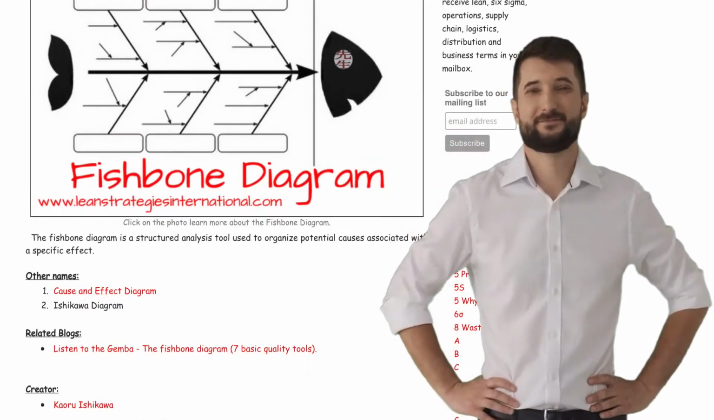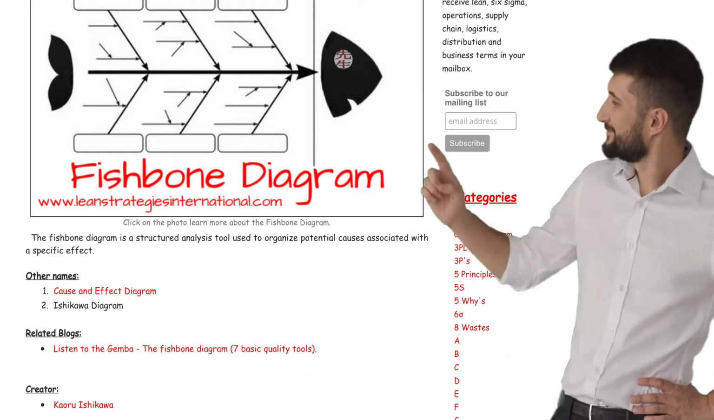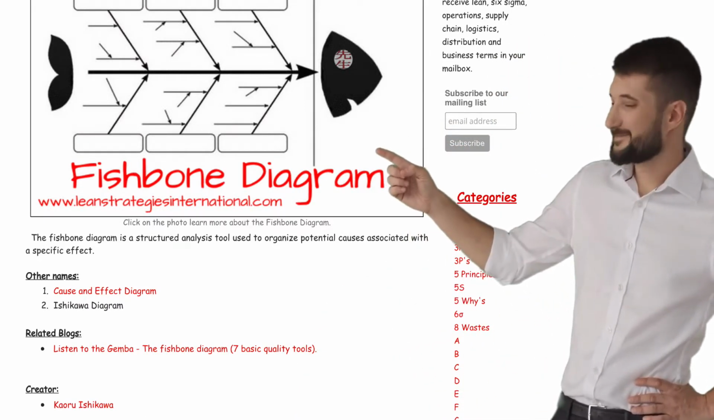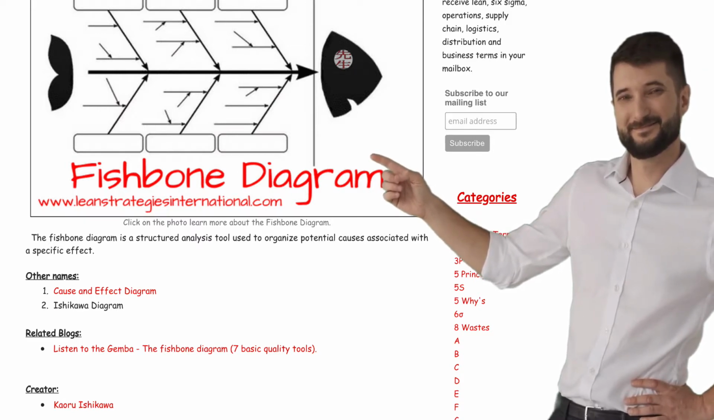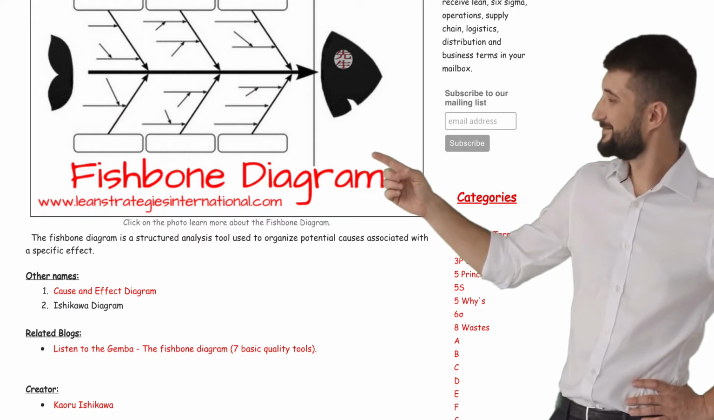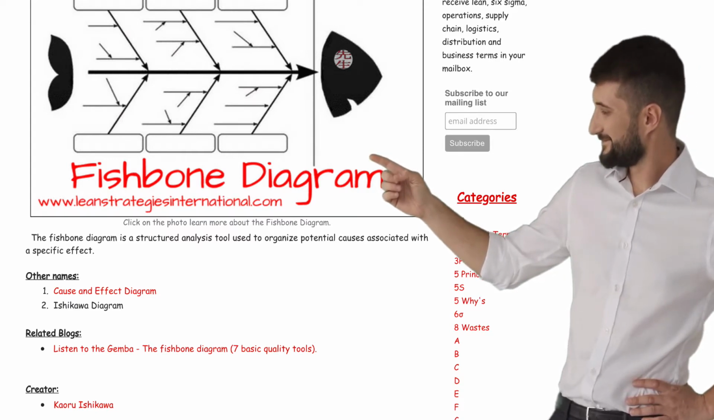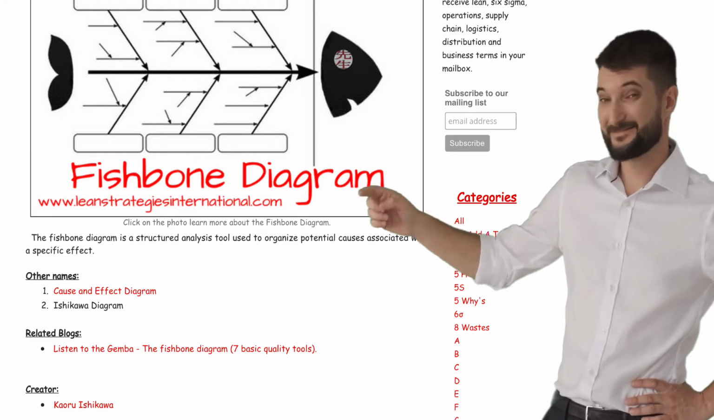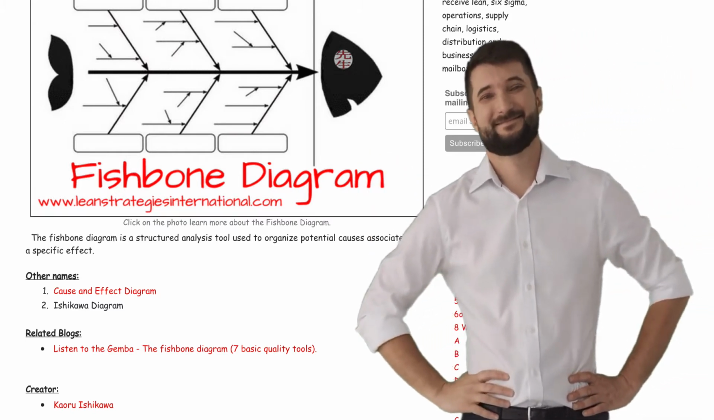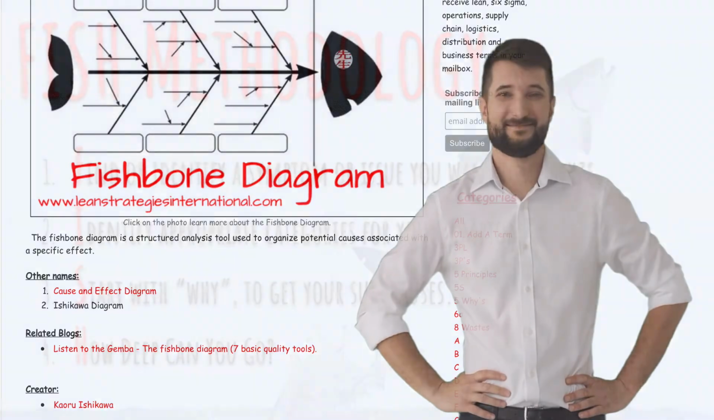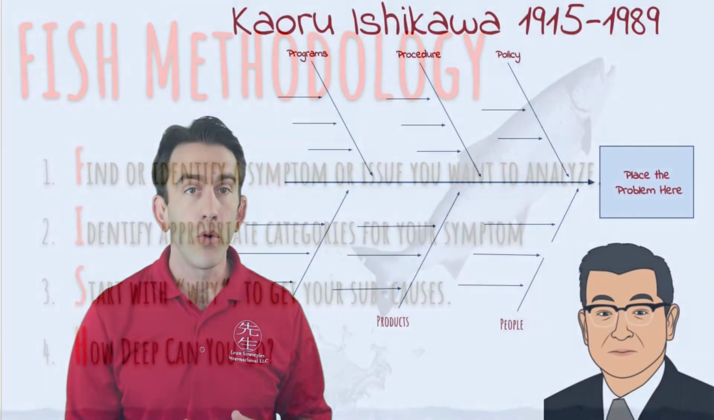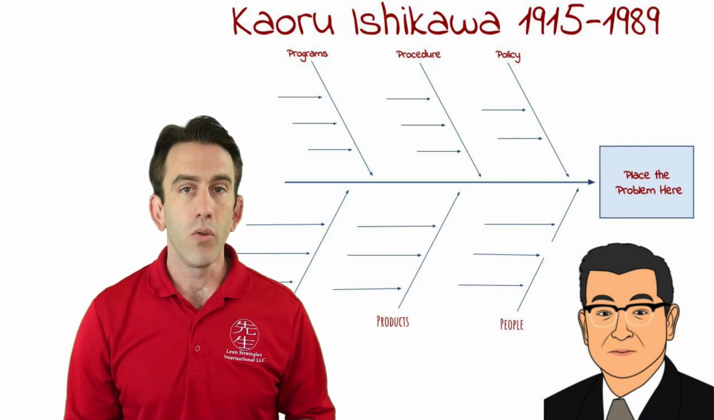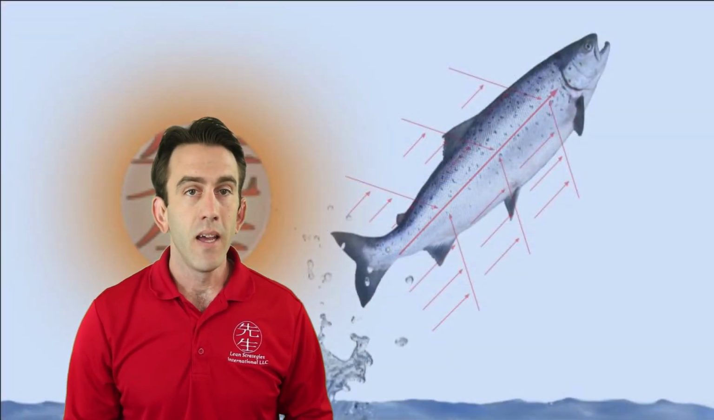So, what is a fishbone diagram? The fishbone diagram is a structured analysis tool used to organize potential causes that are associated with a specific effect. You may have heard of this tool referred to before as the cause and effect diagram, the Ishikawa diagram, or you may have heard of the fish methodology. The tool was created by Kaoru Ishikawa and is still used in many industries today. And that's it, the fishbone diagram.